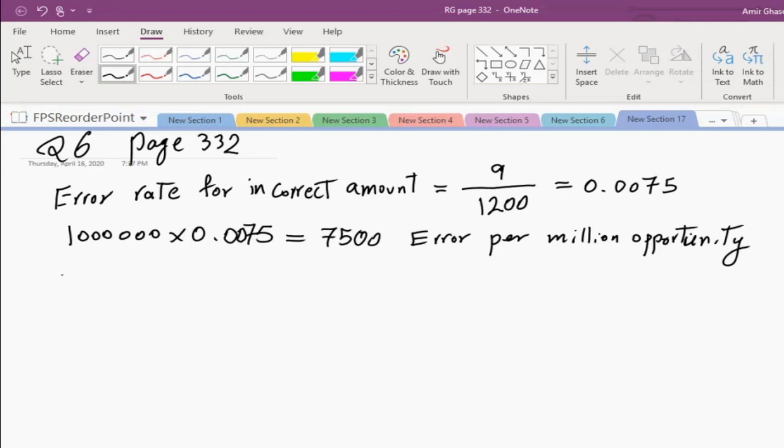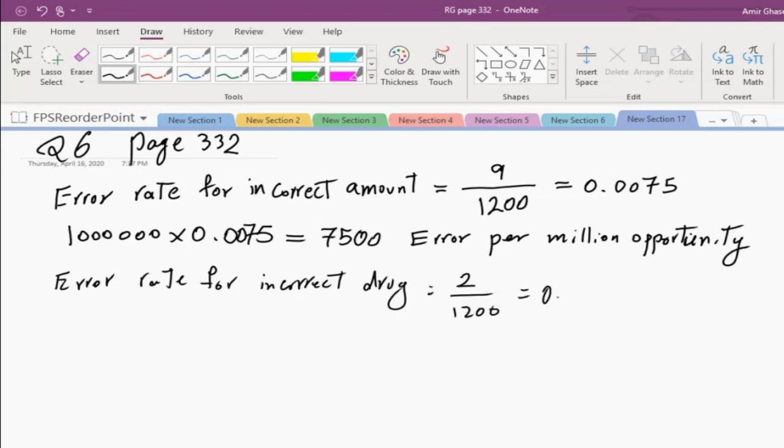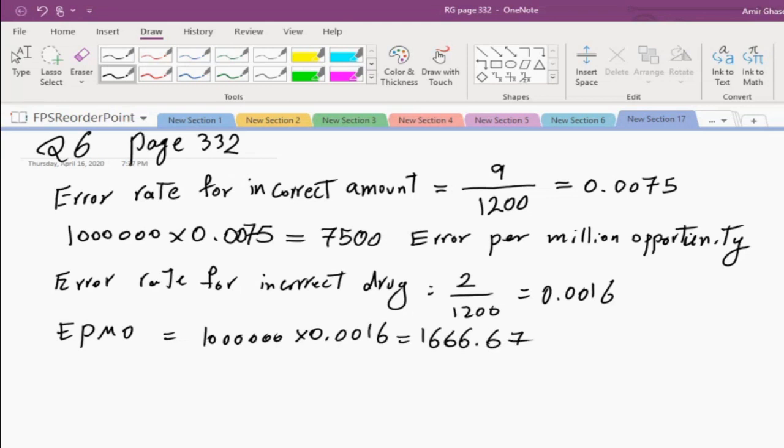And for the other measure, the error rate for incorrect drug, it's 2 over 1200, and you get 0.0016. Then the error per million opportunity would be 1,666.67. Perfect. So those are your two EPMOs, errors per million. And then the next question is, what is the level of sigma here?